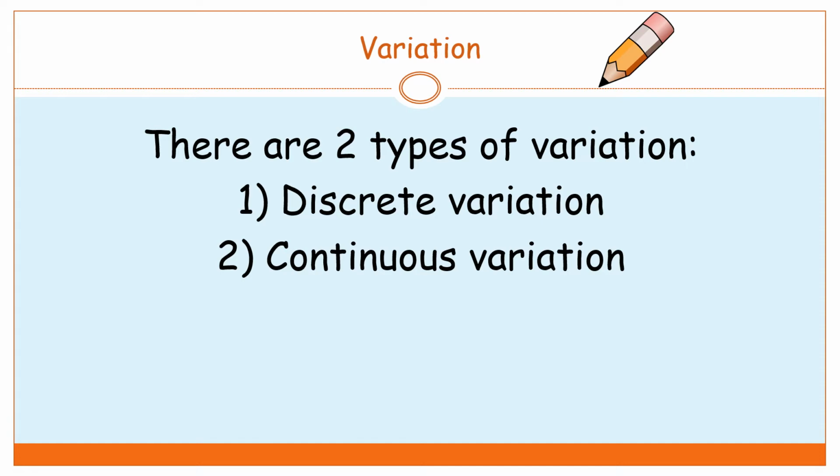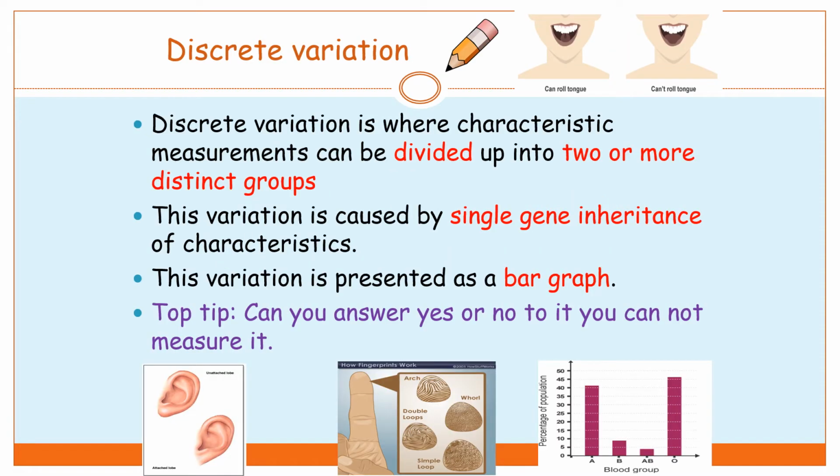So let's go over discrete variation first in more detail. Discrete variation is where characteristic measurements can be divided up into 2 or more distinct groups, so things that can be put in a category. This variation is caused by single gene inheritance of characteristics, meaning that a single gene controls the characteristic. This variation is always presented and analysed as a bar graph because you've got your discrete categories.